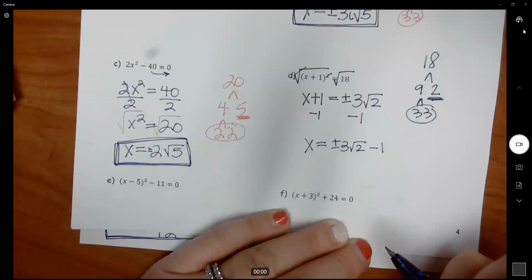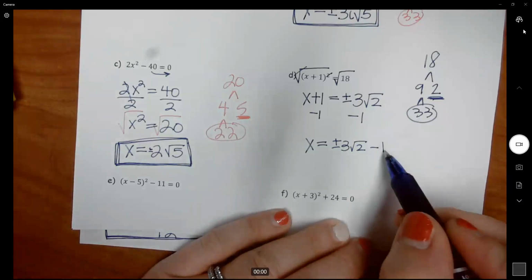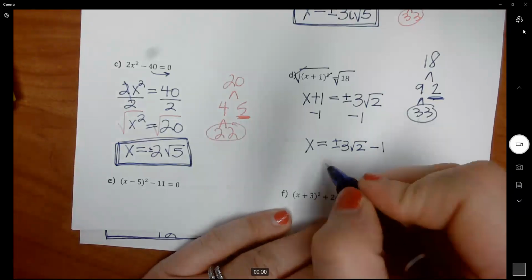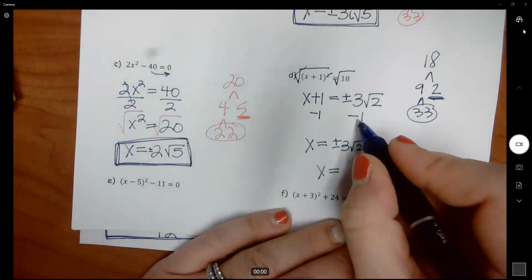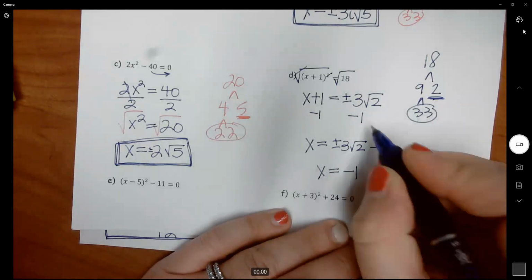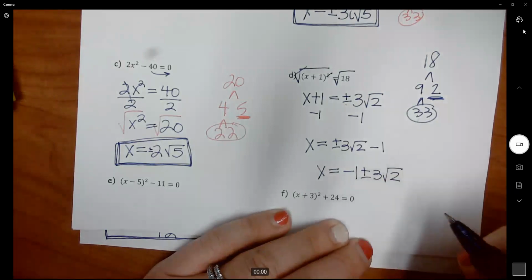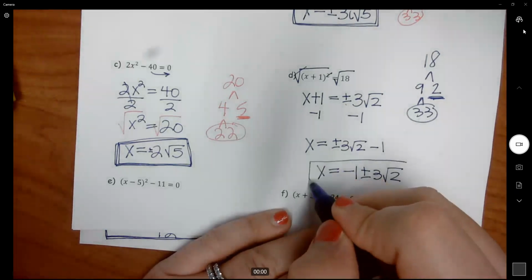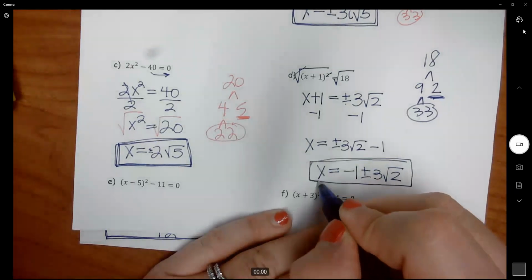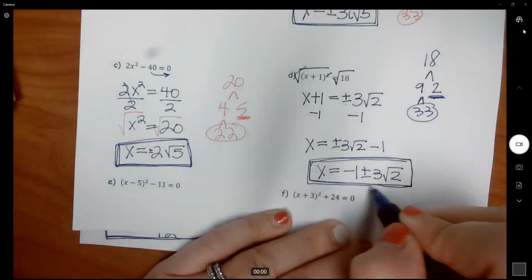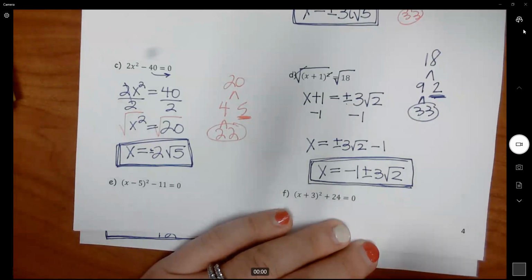Now, while this is the correct answer, I personally like these two flip-flopped. And so I'm going to write my answer as negative 1 plus or minus 3 square root 2. If you write your answer this way, that's still completely correct.